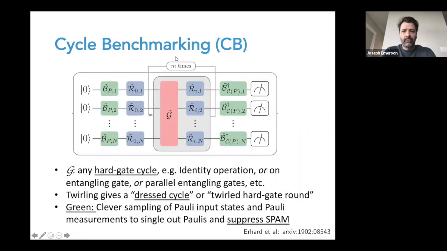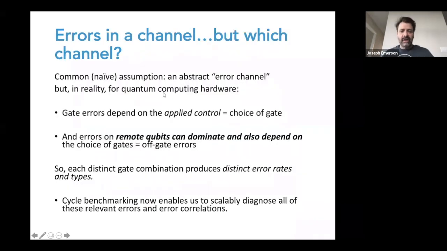The point that I just made is elaborated a bit on this slide. People think about errors in a channel, but which channel? It's not enough to identify errors. It's not enough to have an efficient means of assessing errors. The trick is tying the errors to the control. So we want to avoid this notion of errors as some kind of noun that can be used without a descriptor. It's errors tied to this gate or that gate or this idle qubit under that gate.